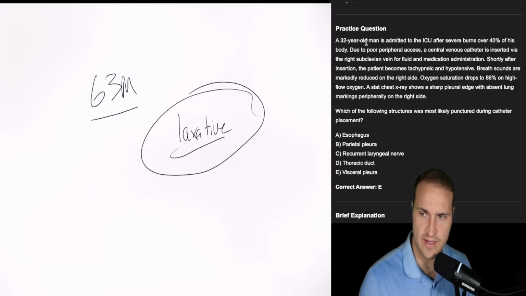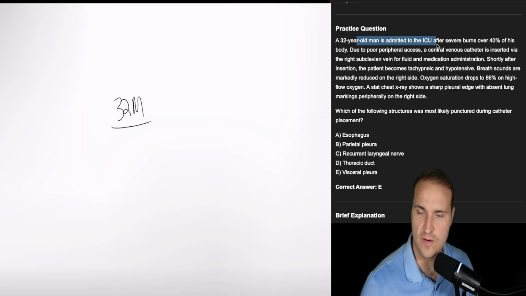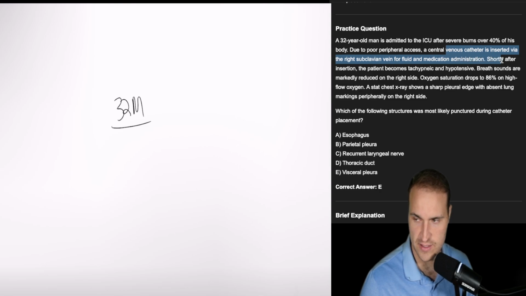Here's a practice question. We have a 32-year-old man admitted to the ICU after severe burns over 40% of his body. Okay, we got burns. Due to poor peripheral access, a central venous catheter is inserted via the right subclavian vein for fluid and medication administration. Shortly after insertion, the patient becomes tachypneic and hypotensive. Breath sounds are markedly reduced on either side. Oxygen saturation drops to 86% on high flow oxygen, and we have a sharp pleural edge with absent lung markings. Which of the following is most likely punctured?